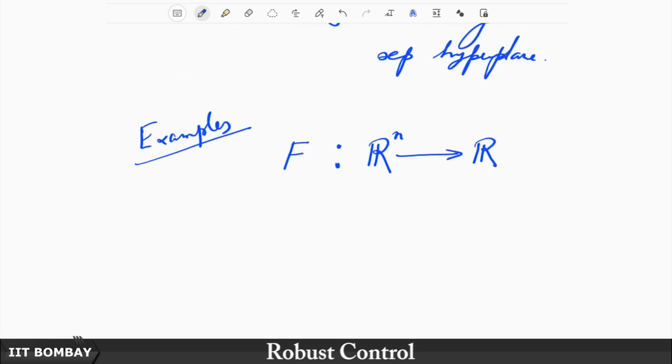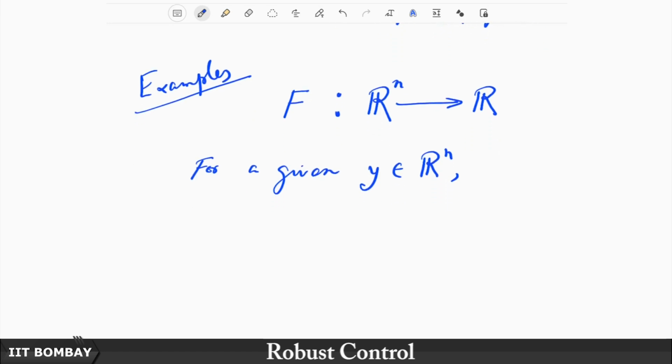So what is a typical example? Consider that for a given y belonging to R^n, f of x, where of course this x comes from R^n, can be described as y Hermitian times x.